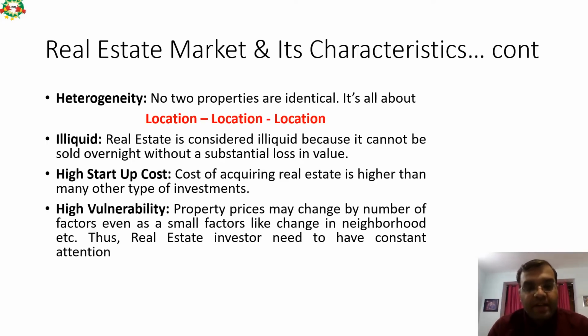Heterogeneity, it is a very important aspect. No two properties are identical. It is all about location, location and location. So location of the property is of very huge importance, right? Just like no two hands can have the same lines, no two properties are identical. So geotag, no two properties can have the same geotag, right?